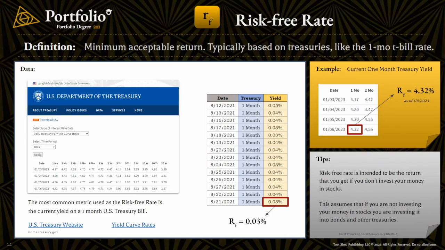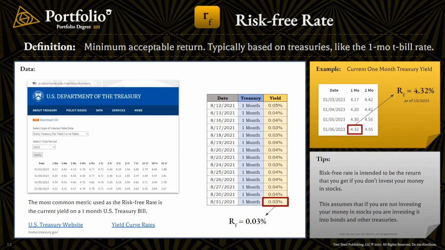And if your portfolio is expected to perform worse than that, then logic would push you towards moving your money into the treasury and out of the low-performing stocks. This is what we mean by it's the minimum acceptable return, because if you can get the return and it's guaranteed through a bond, then why would you accept something less from your stocks?